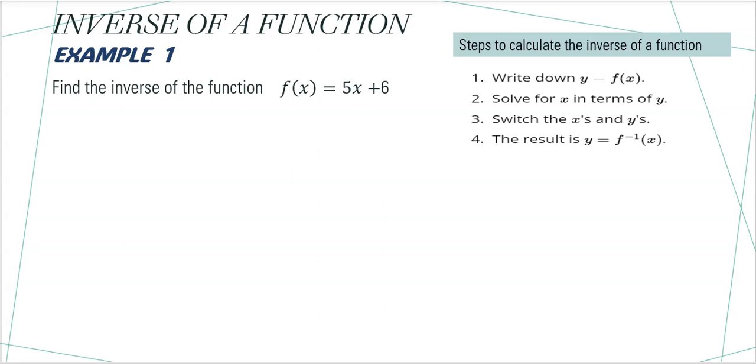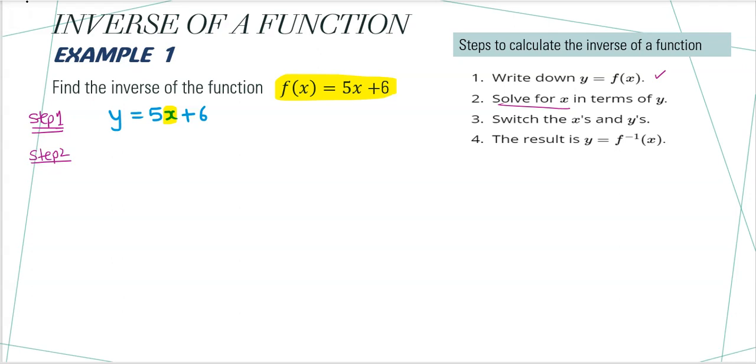Suppose you have this question where you have to find the inverse of the function f(x), which is equal to 5x plus 6. So following the first step, we write y equal 5x plus 6, because this is what the first step says: write y equal f of x. Then, based on the second step, what is required here? Solve for x in terms of y. It means find the value of x in terms of y.